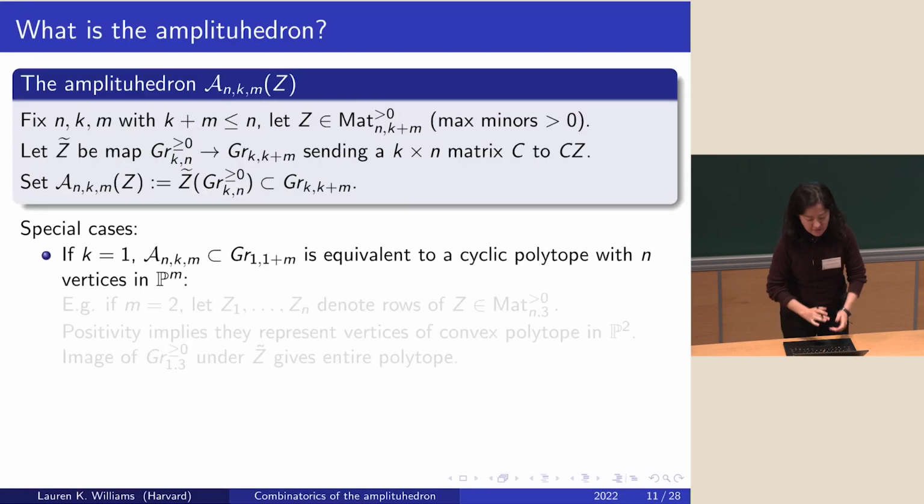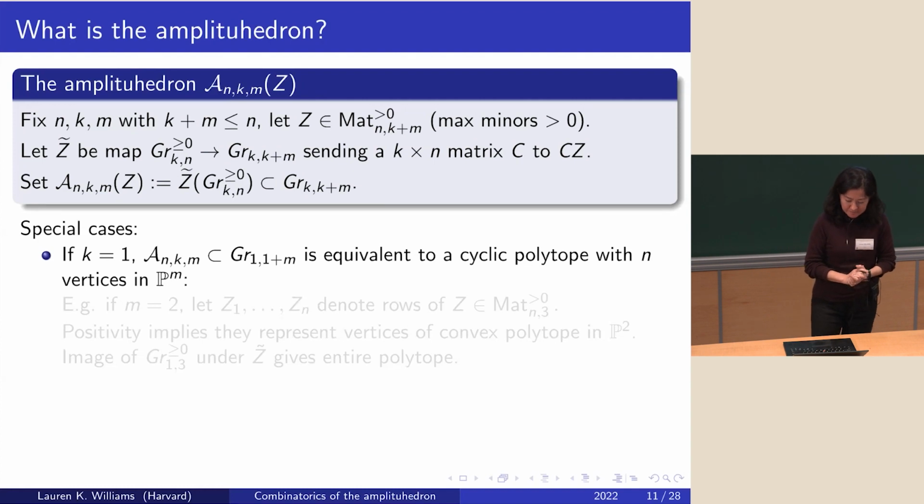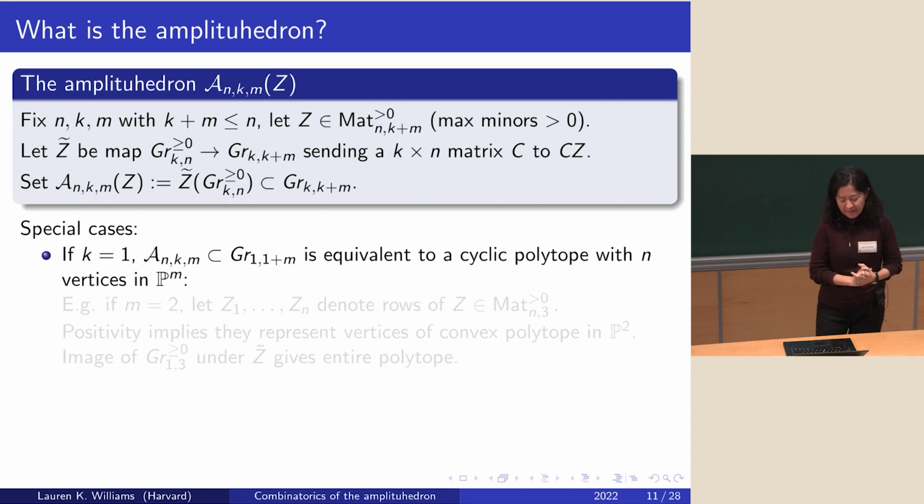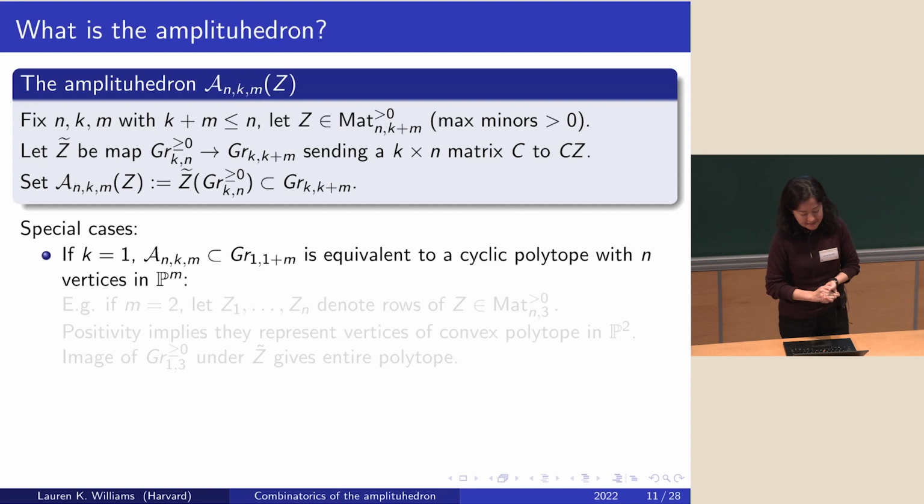Okay, now let's talk about a more interesting special case. That's when k equals 1. Then our amplituhedron lies inside the Grassmannian of k-planes in k plus m space, which is one plane in 1 plus m space, which is projective space. And the easy claim is that this is equivalent to a cyclic polytope with n vertices. Okay, so why is that true?